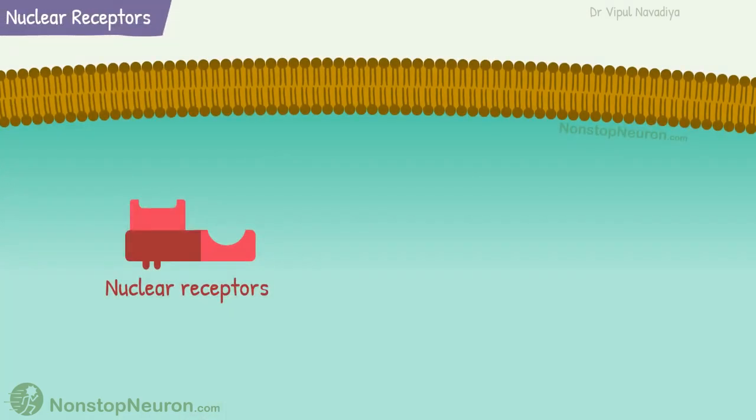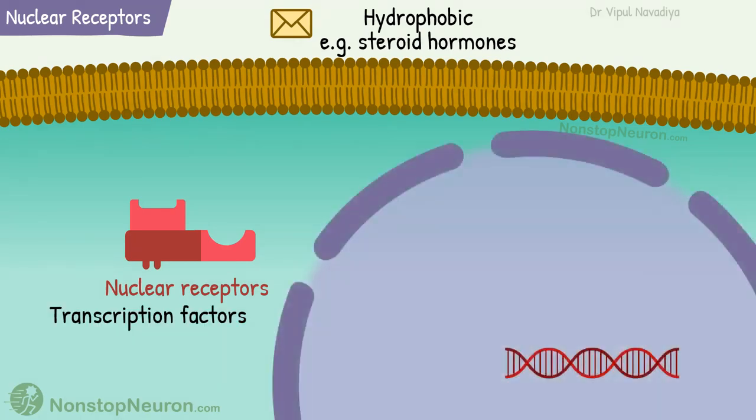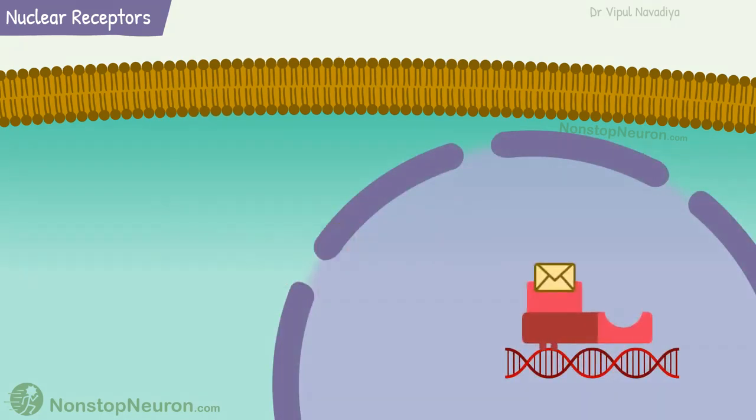Now nuclear receptors. In contrast to previous receptors which are located on the cell membrane, these receptors are located inside the cell. And as we have already seen, such receptors are for hydrophobic messengers like steroid hormones. They serve as transcription factors. Transcription factors are basically proteins that regulate gene expression. Upon binding with ligands, they go to DNA and either induce or suppress gene expression. As protein synthesis takes time, the effect of these receptors takes longer to appear than other receptors.